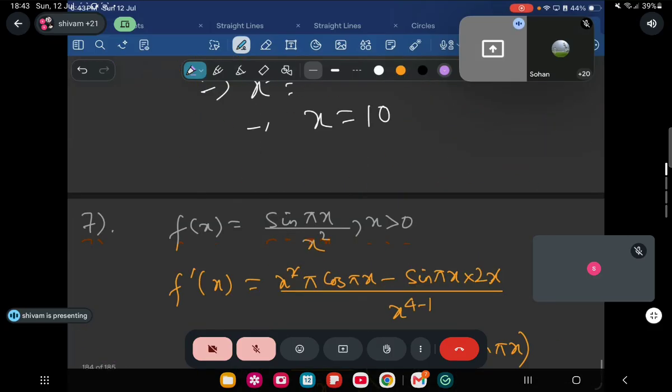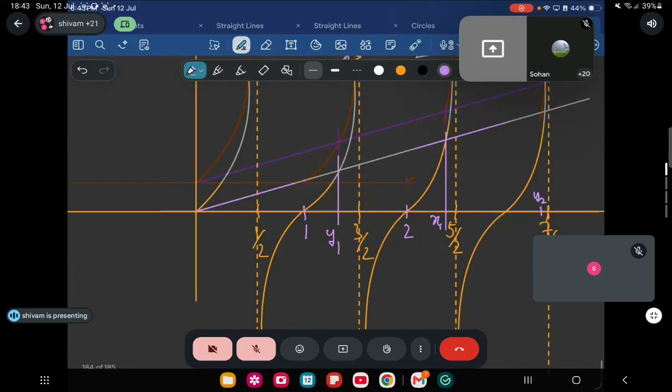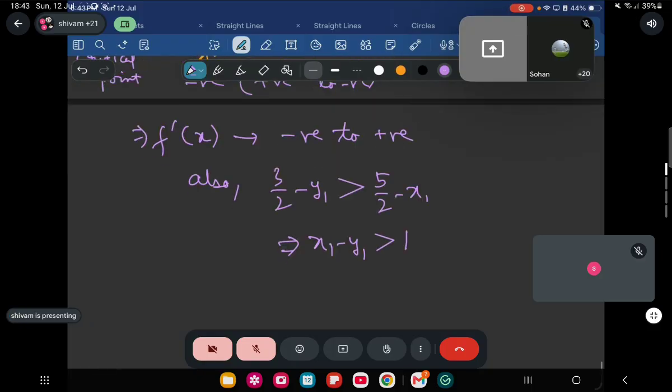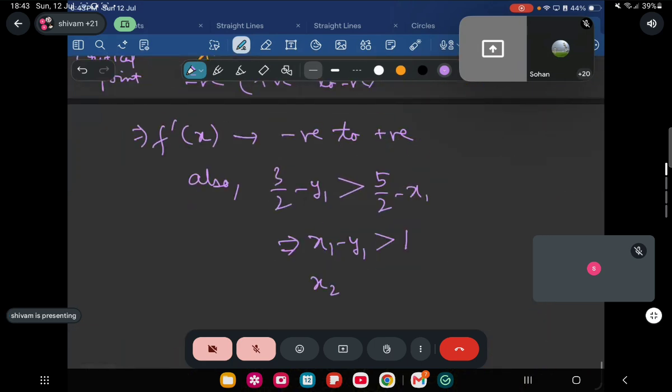Is there any other option? xn plus 1 and xn. No, done. And x2 minus, what is the nearest point? y2. x2 minus y2 is again greater than 1, right? y2 minus y1 is also greater than 1, right? It will always happen. When you add, what are we getting?